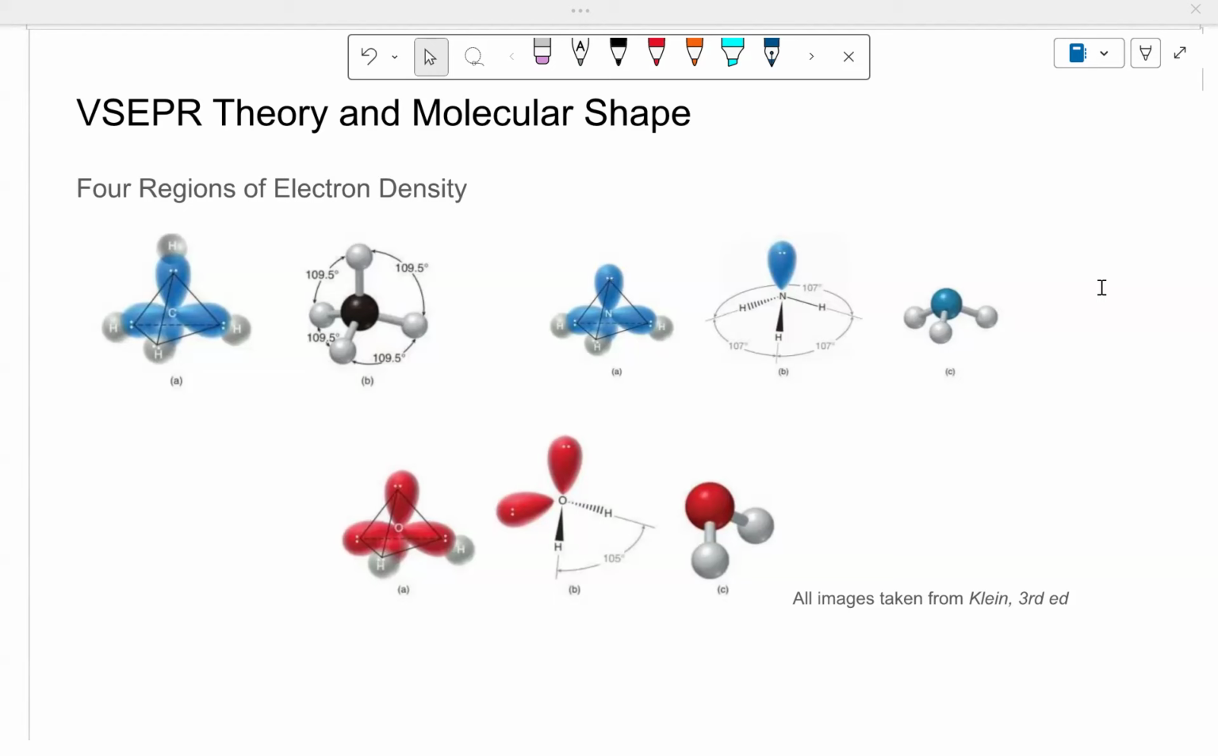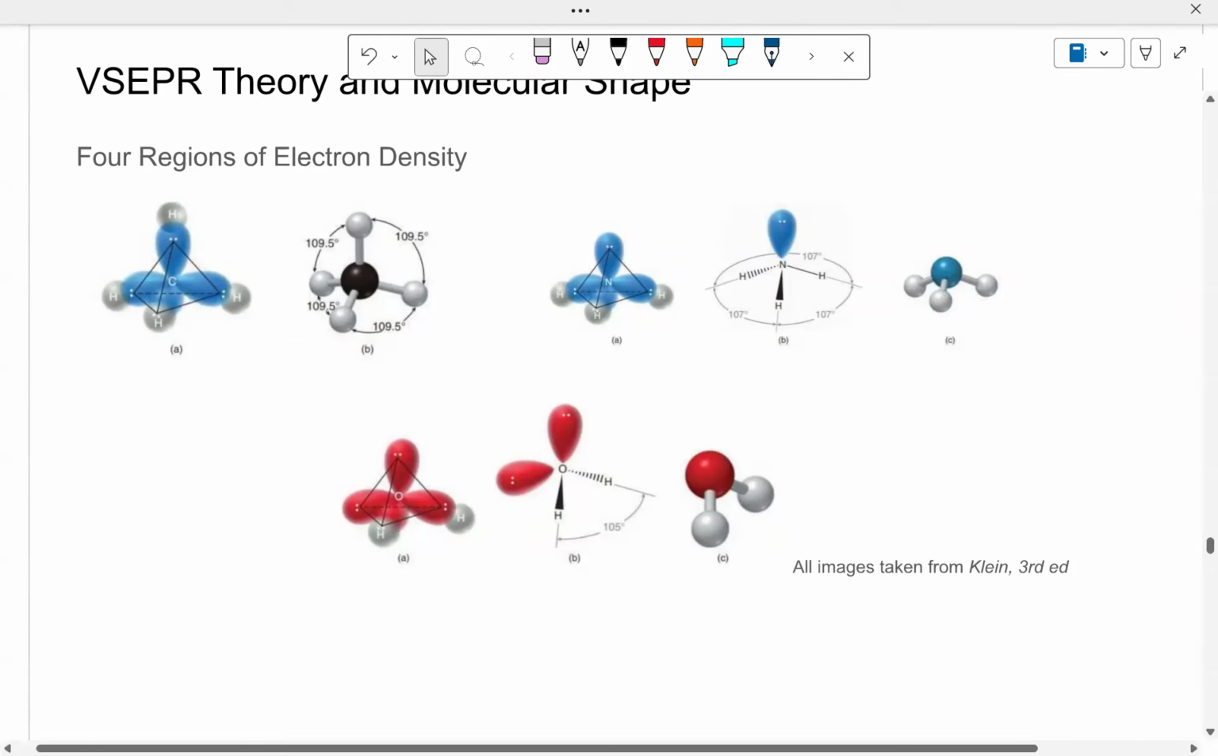Now, I will say I believe that VSEPR theory is covered in general chemistry, and so probably a good deal of what I say is not going to be new. We're just going to be applying it to organic molecules. And the great thing about molecular shape is that all of the extensive ones that you went into with general chemistry, we typically don't focus on in OChem. You'll see that there are very few shapes that we actually concern ourselves with.